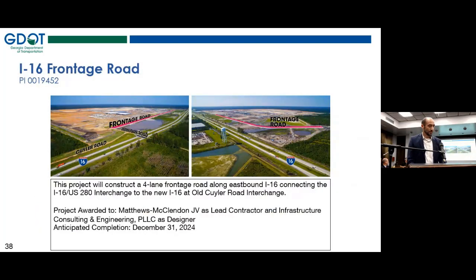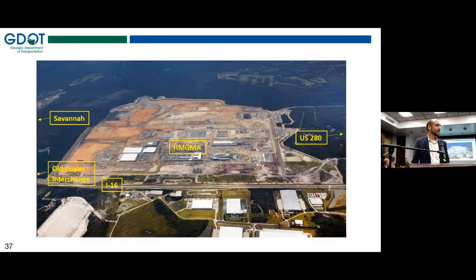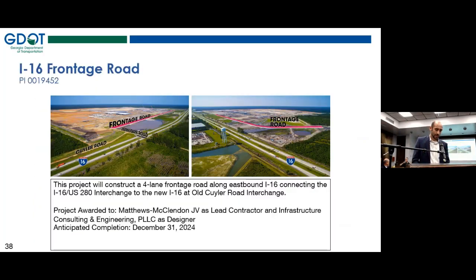So just switching gears now to our specific projects, the I-16 frontage road across the entirety of the mega site. You can see where that will be located. If I go back, essentially in the foreground, just behind the way station there along I-16, that will be the alignment of the frontage road across the entirety of the site. But it's another full lane facility connecting US 280 to the Old Kyler Road.